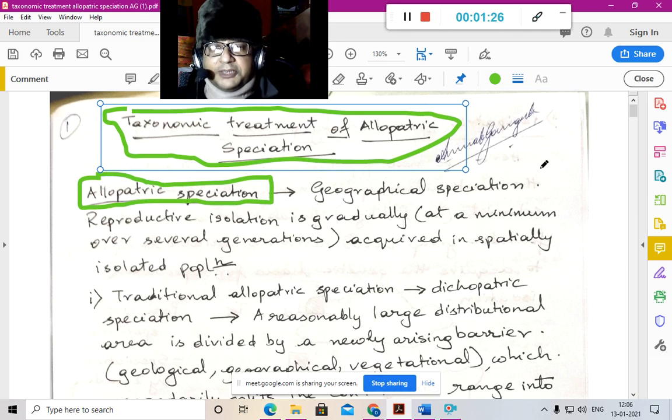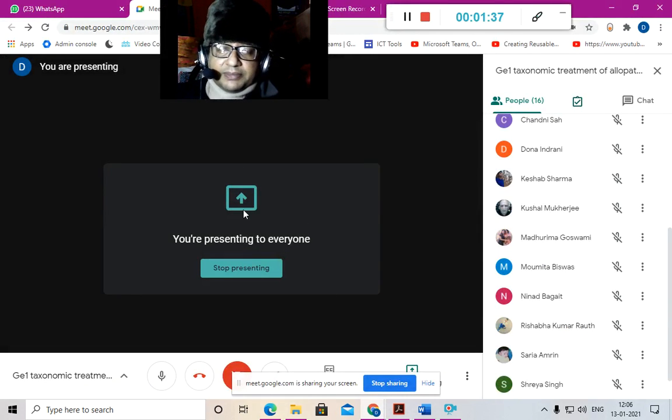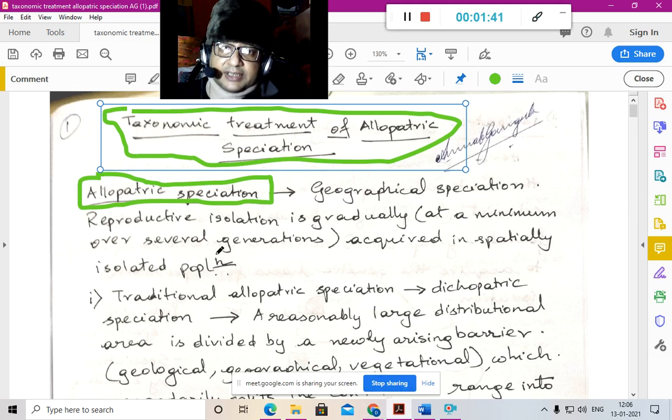Now, how do two species form? They came from common ancestors, and the question comes from certain ways by which speciation takes place. There are many ways of speciation. Among them, one is allopatric speciation. Allopatric speciation is nothing but geographical speciation. Reproductive isolation is gradually acquired in spatially isolated populations.